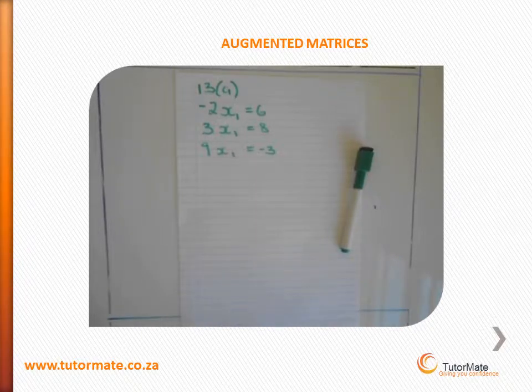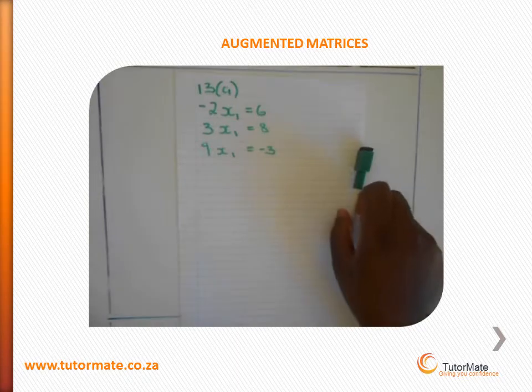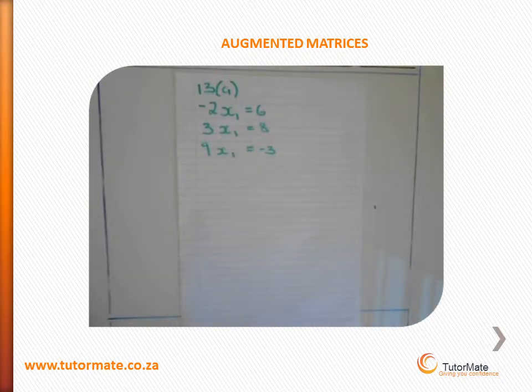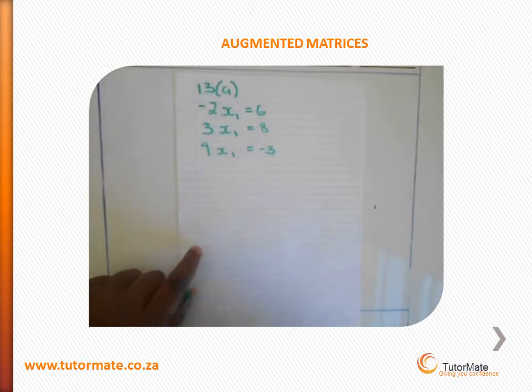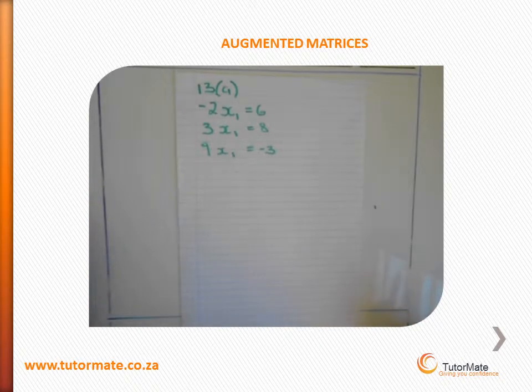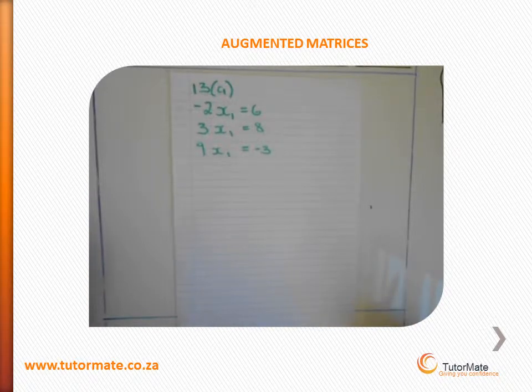Worked example 13a. In this example, we are required to determine the augmented matrix of the following set of linear system. In order to determine the augmented matrix, we first have to find out how many variables we have. In this instance, we have only one variable, x1. So we are going to have an augmented matrix that has two columns.